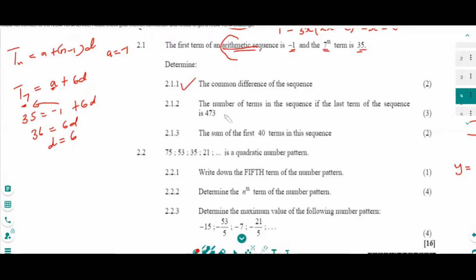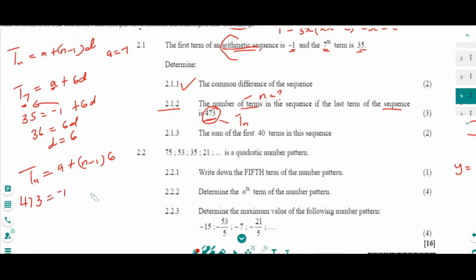Then 2.1.2, they want us to get the number of terms in the sequence if the last term is 473. When they talk of the last term, it's more like the nth term is 473. So that is our Tn, and they are looking for n. From the formula of the arithmetic sequence, a plus n minus 1 times our 6. Our Tn is 473, and our a was negative 1.